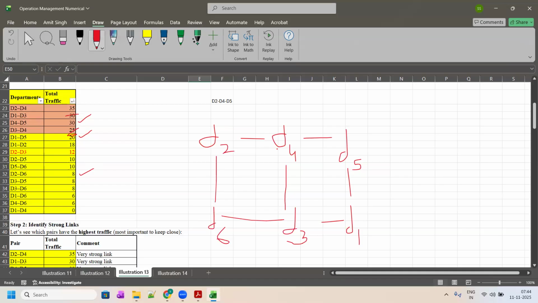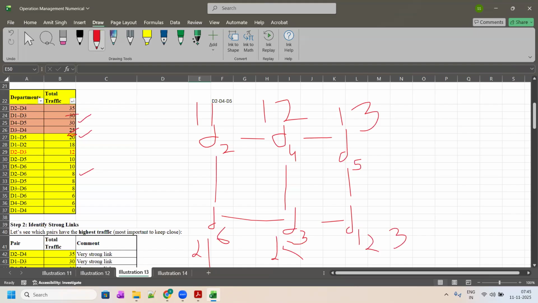Now what I'll do is calculate the distance. This would be row 1, column 1. This would be row 1, column 2. This would be row 1, column 3. This would be row 2, column 1. This would be row 2, column 2. Then this would be row 2, column 3.